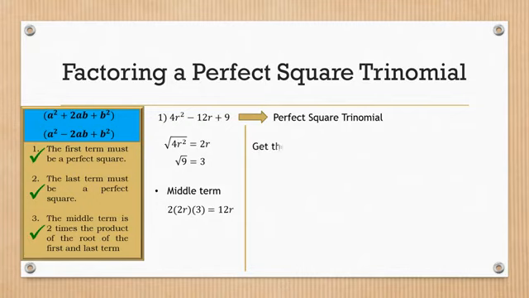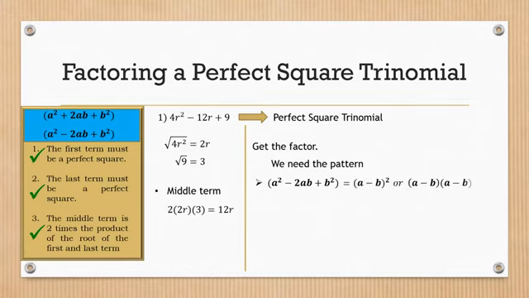After our evaluation, we can now get the factor using the pattern. Class, take note of the pattern. This time, we use the one with a minus middle term, since the middle term in our given is minus. So if the middle term is minus, we will use this factor: that is equal to (a minus b) squared, or (a minus b) times (a minus b).